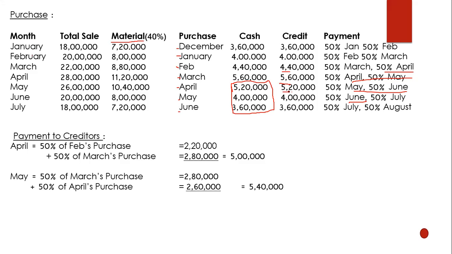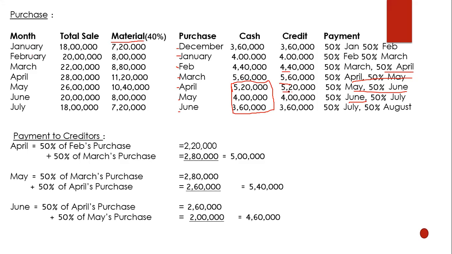2,60,000 is equal to 5,30,000. June, 50% of April, 5,20,000, 50% 2,60,000 plus 50% May 2 lakh is equal to 4,60,000. So we got the collection from debtors as well as payment to creditors. Now we have to find out only the two expenses, that is wages and factory overheads. So let's move to those two expenses.